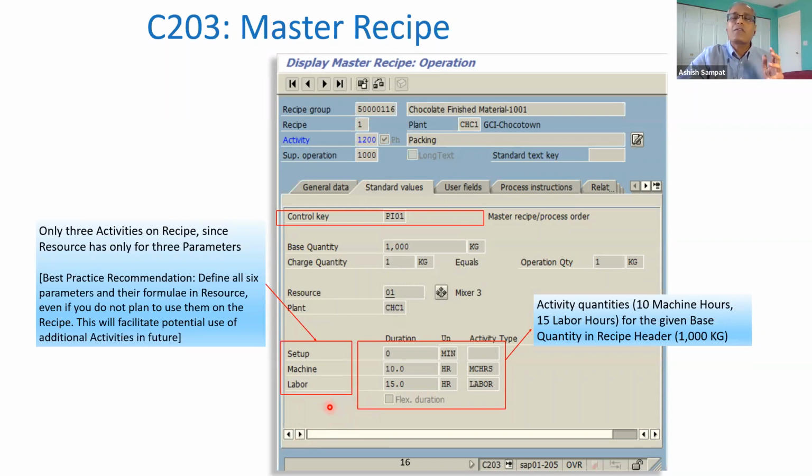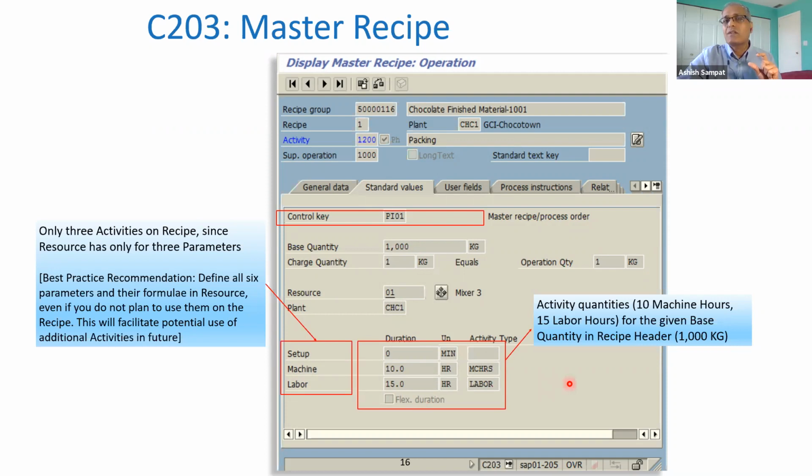If not, then you have to go update not only the standard value key, but you have to update all resources, and then you have to update all dependent recipes or work centers or routings. So that's where it becomes a little interesting. Now, of course, if we say that for 1000 kilograms I'm making this, so if I were to use 5000 kilograms, everything will be multiplied by 5. For 10,000 it will be multiplied by 10. That's how the formula comes in picture.